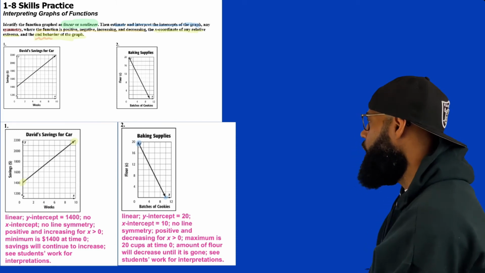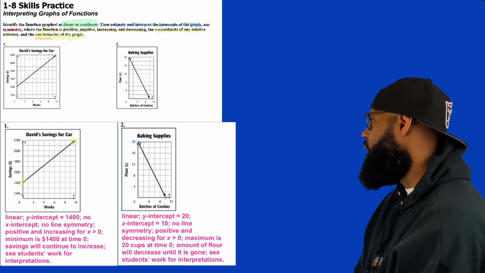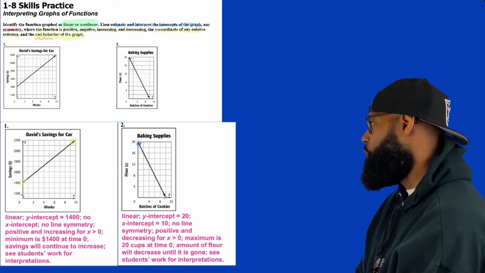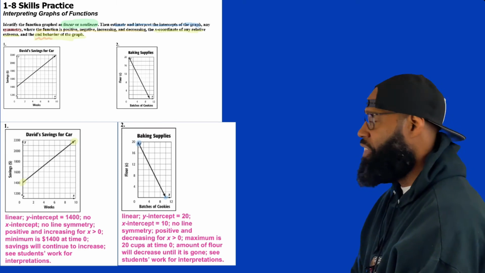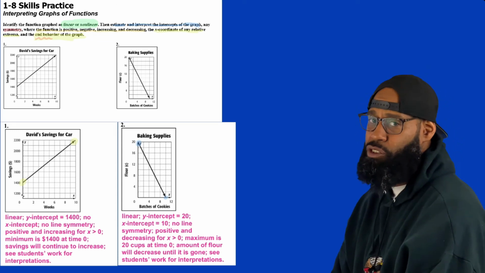So, one more time. Maximum is 20 cups at time 0. Amount of flour will decrease until it is gone. See student work for interpretations. So guys, it's said that twice. See student work for interpretation. So you have to do this interpretation.